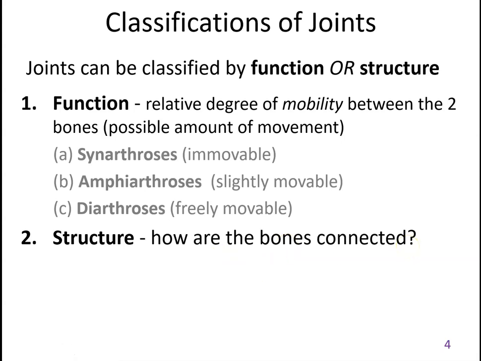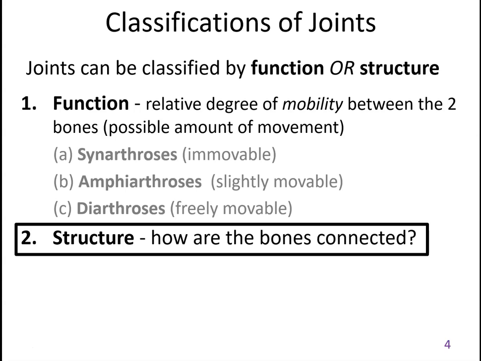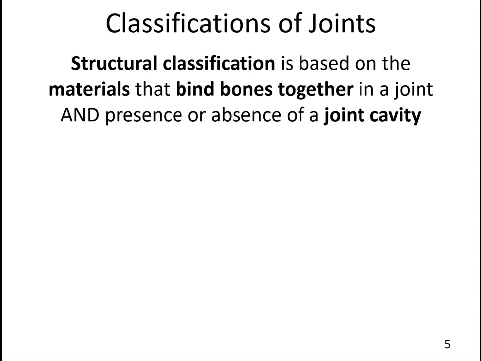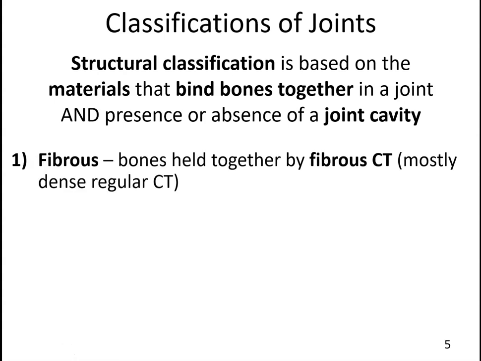So you'll see we have a bunch of different types of joints. We group based on what holds the bones together. So the structural definition is based on the material that holds the bones together, and then there's another group, whether they have a joint cavity. And if they have a joint cavity, it's much more complicated, but those all have some things in common.